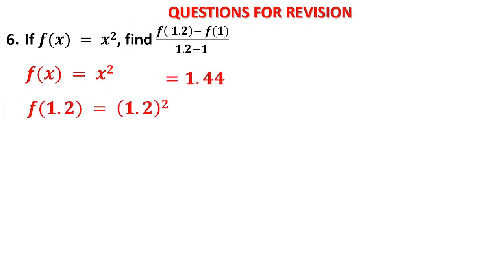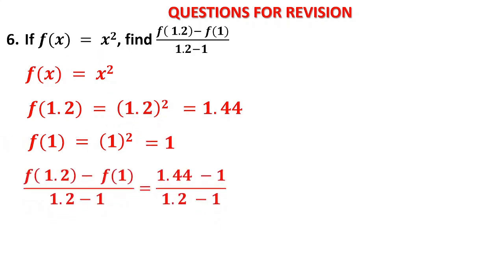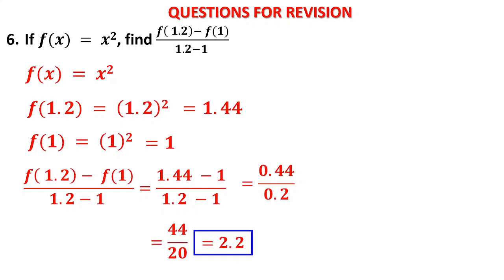It is 1.2 whole square, 1.44, and f of 1 is 1 square. Now let us put all of them in the given expression, f of 1.2 minus f of 1 by 1.2 minus 1. You will get the answer as 0.44 by 0.2, which is 2.2. Very simple. Here you are finding the functional values of the function at a particular point.